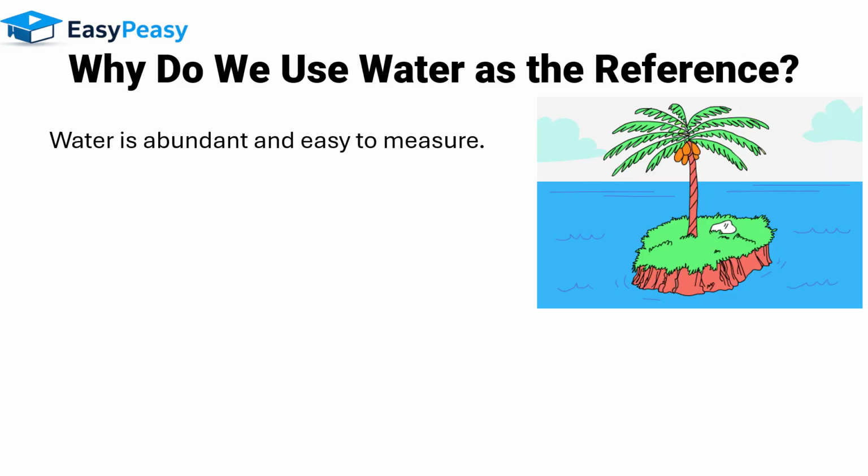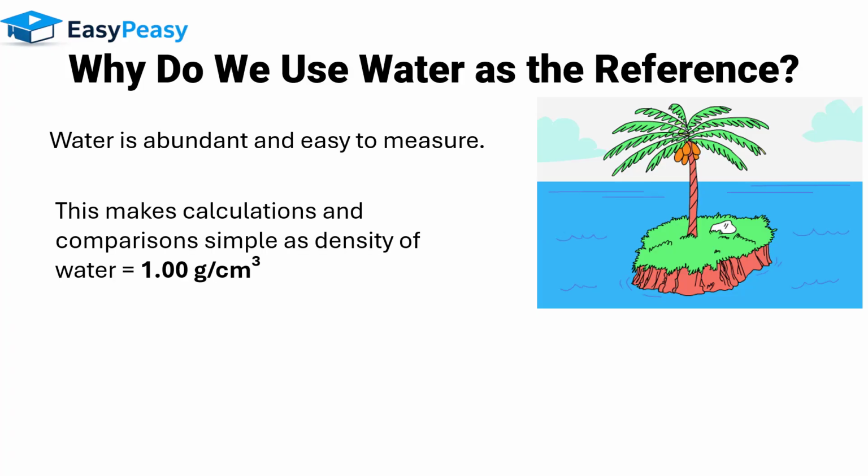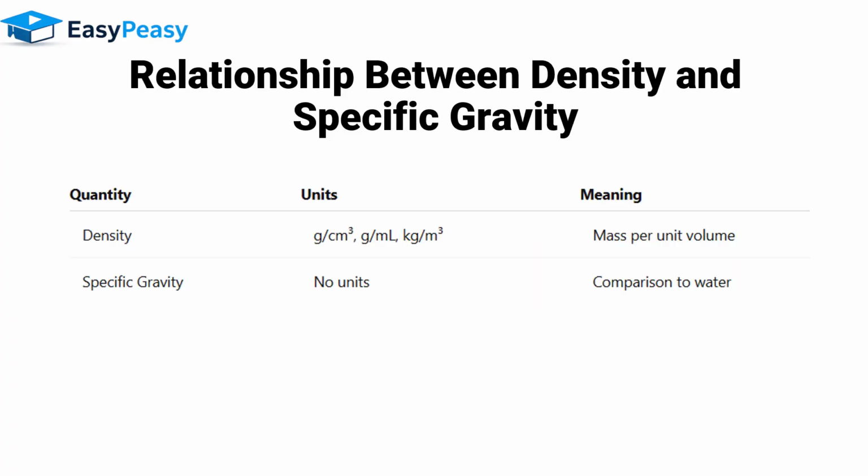Now, why do we use water as the reference? First, water is abundant and it's easy to measure because its value is 1 and it doesn't make the calculation messy.